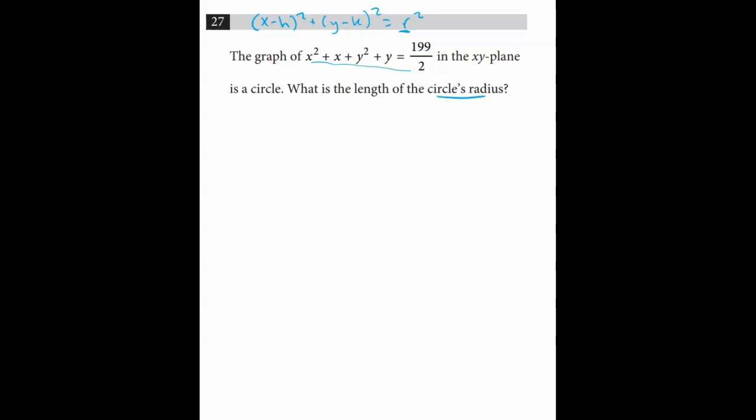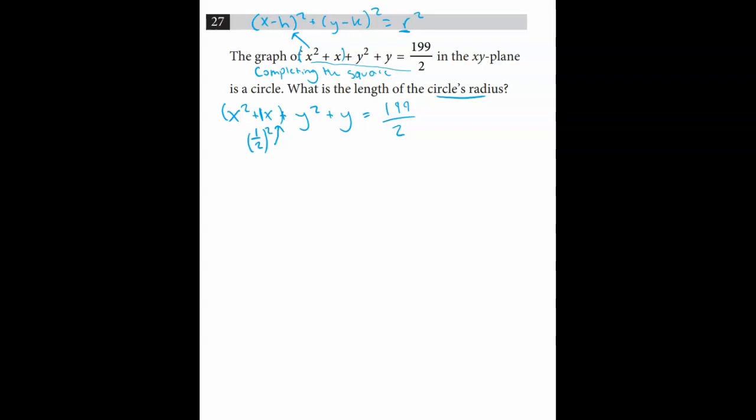And so what we're given is this. And so what we're going to need to do in order to turn this portion into that portion is called completing the square. And so how we do that over here is we're going to take the x squared plus x plus y squared plus y equals 199 over 2. So let's look at just this portion. To complete the square, what you do is you get the middle coefficient and you divide it by 2. So you take that 1, you divide it by 2, you get 1/2, and then you square it. And that's how you find the added term.